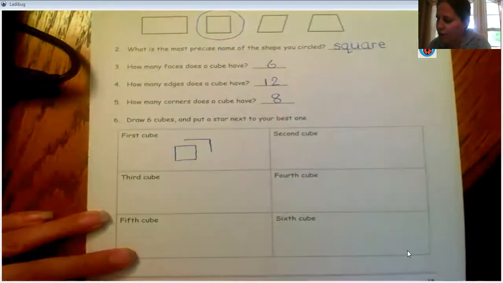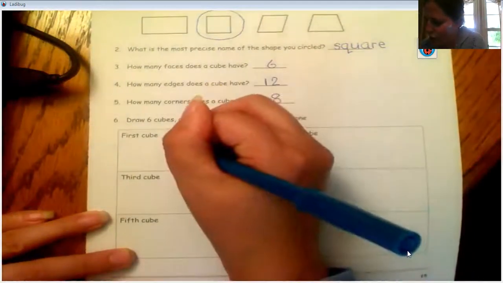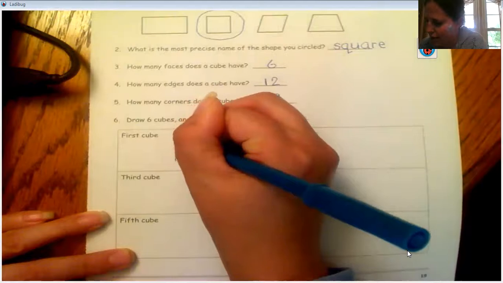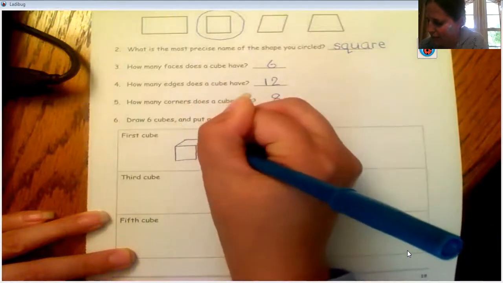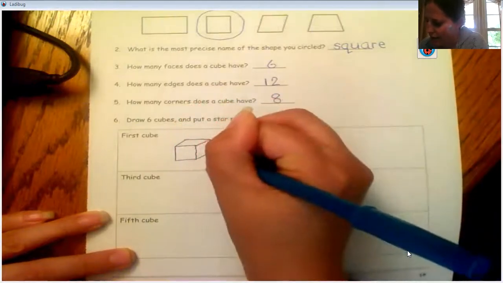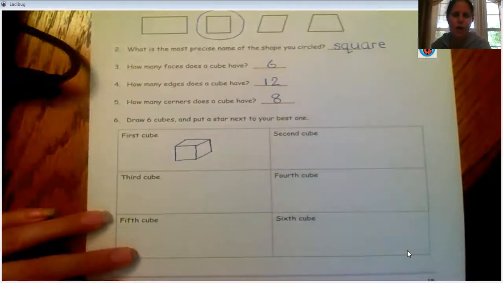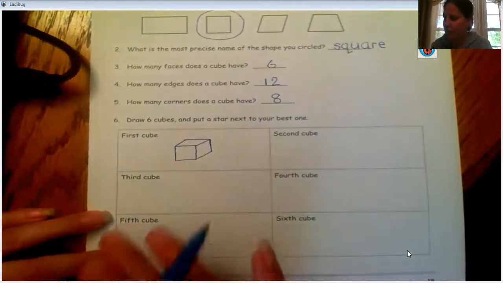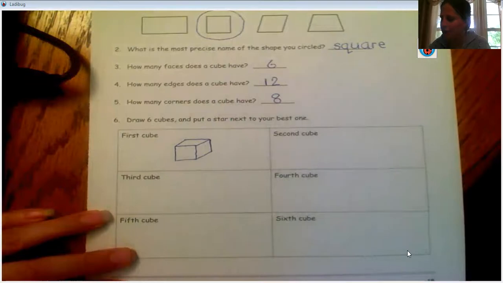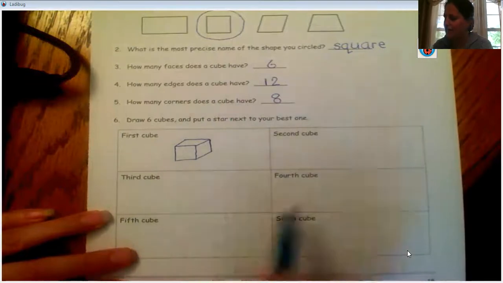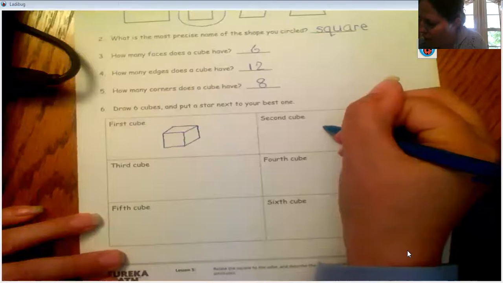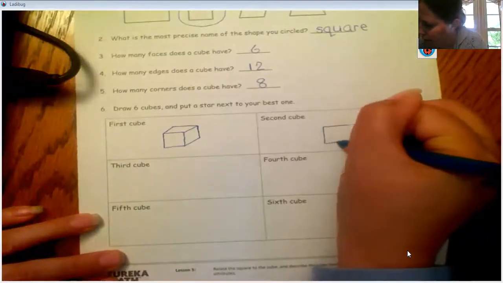And then what I'm going to do is connect corners. So I draw a line to connect here, a line to connect here, and a line to connect here. And that is how I draw a cube. So they just want us to practice drawing them. So they've given us 6 rectangles for us to practice. So remember, we start by drawing a square.